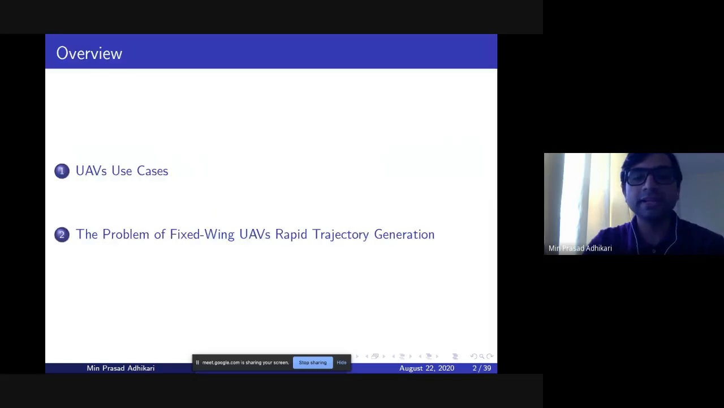Overall, I'll be talking about the UAV use cases. I guess almost all of us know what the use cases of UAVs are. In particular, I'm going to talk about the problem of rapid trajectory generation on fixed wing UAVs. This is one chapter of my PhD thesis. There are 5 other chapters, so I'm just going to focus on this topic.